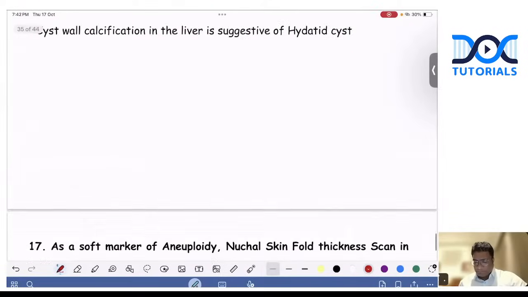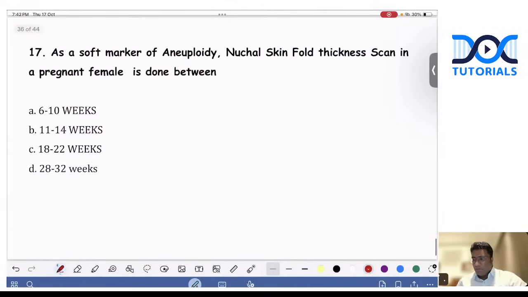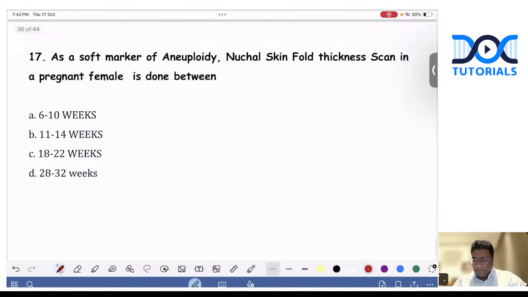Next, what did you answer for this? A soft marker of aneuploidy. As a soft marker of aneuploidy, a nuchal skin fold thickness scan in a pregnant female should be done between 6 to 10 weeks, 11 to 14 weeks, 18 to 22 weeks, or 28 to 32 weeks. What did you answer for this? As a soft marker of aneuploidy, we do the nuchal skin fold thickness scan. At what gestational age should we do this scan?